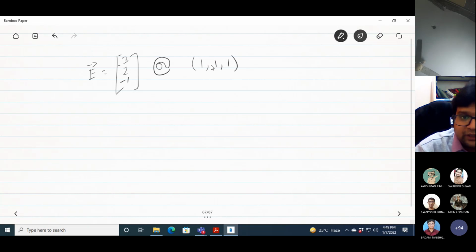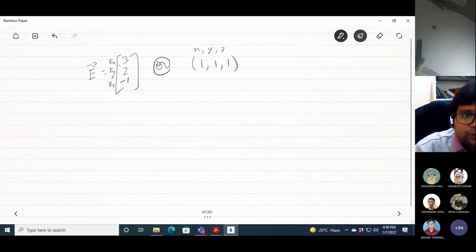So what is this 1, 1, 1? It is basically x, y, and z. So this is your position variable, x, y, and z. And this is basically Ex, Ey, Ez.